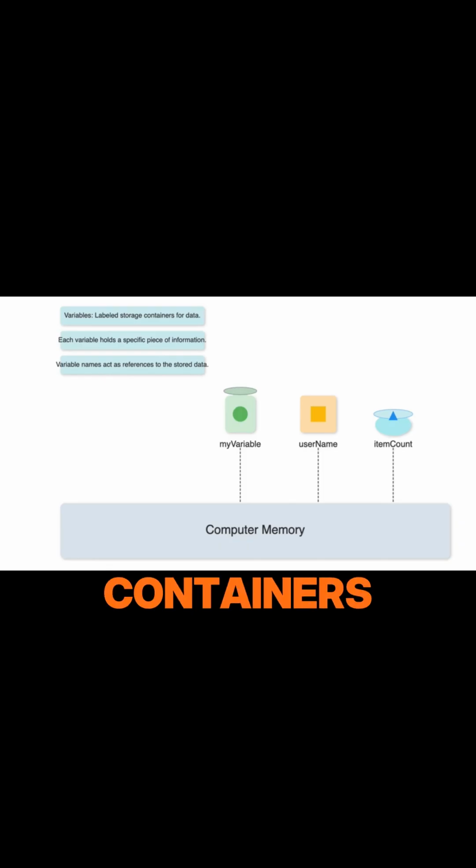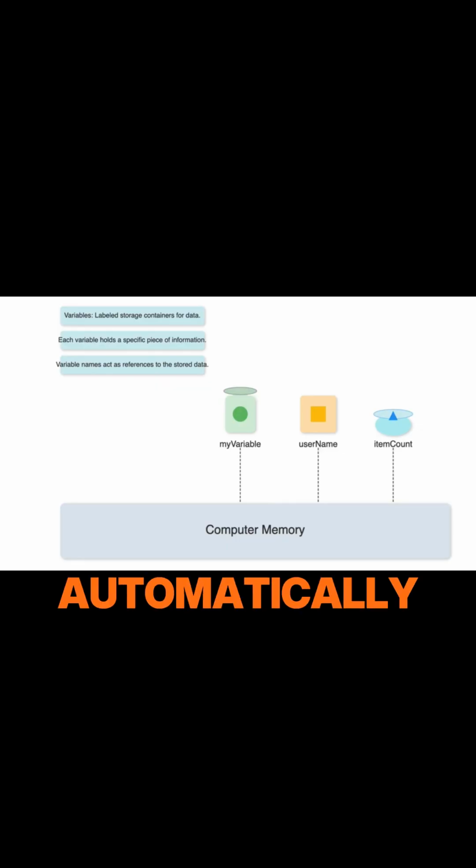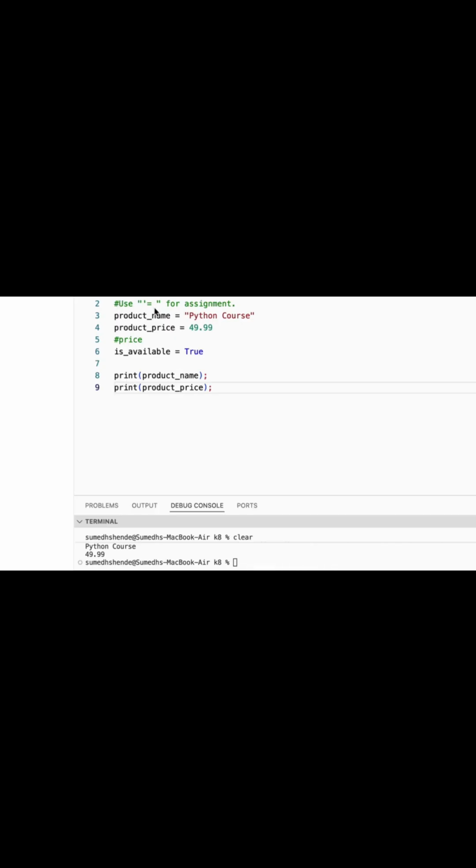Just as your kitchen containers hold different types of ingredients, solid flour, liquid water, granular salt, Python variables hold different data types. Python automatically infers the type of data you're storing, but understanding these types is crucial for writing correct and efficient code. First, we have integers and floating point numbers. Integers are whole numbers, like 10 or -5. Floats are numbers with decimal points, like 3.14 or 0.5.